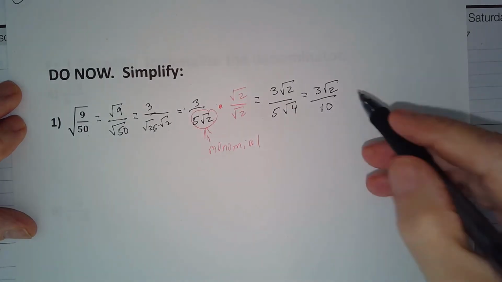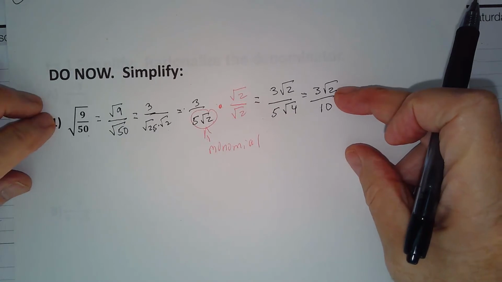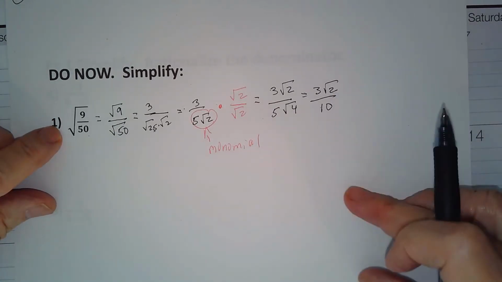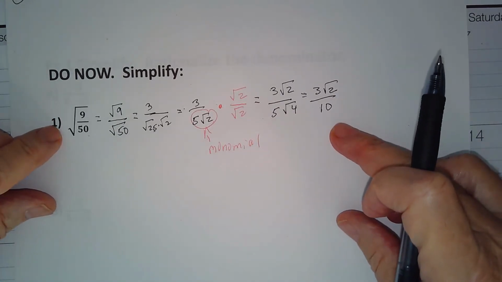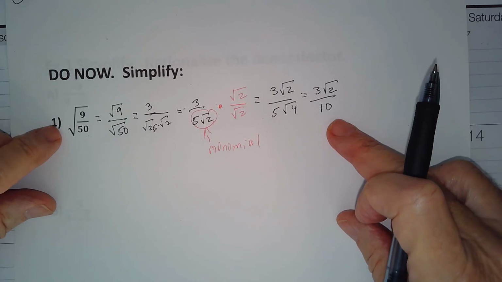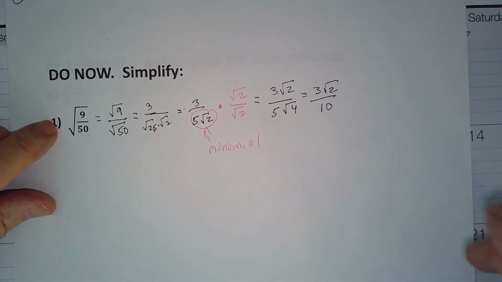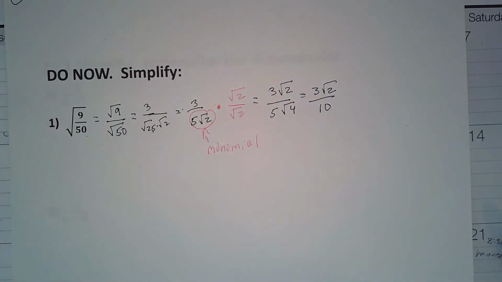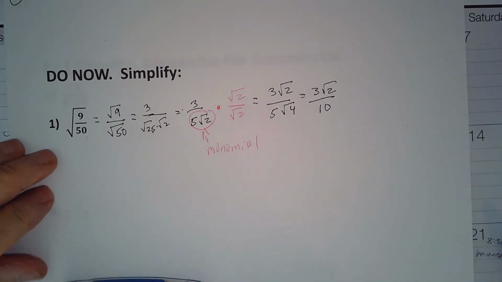So these two fractions, the square root of 9 over 50 and 3 square root of 2 over 10, are both equivalent fractions. And if you don't believe me, you could go ahead and use a calculator. What did I do with my calculator? Here it is. So this is the square root of 9 over 50 over here.